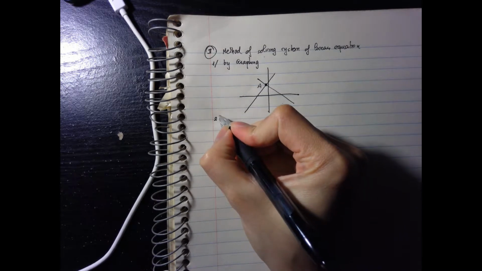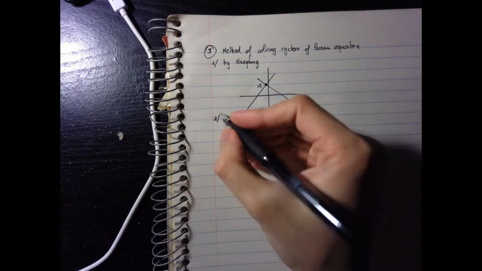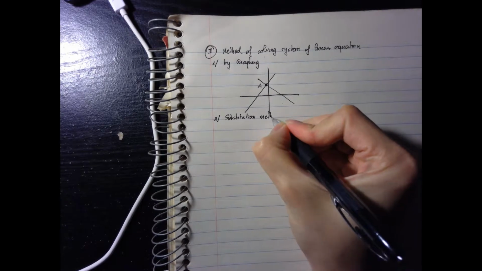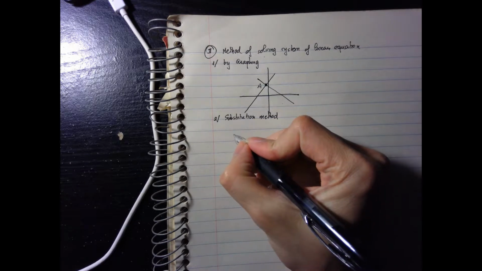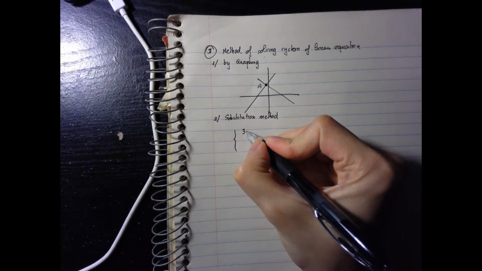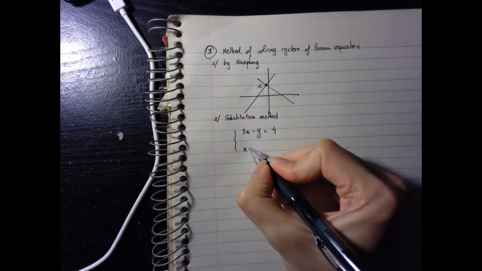The second method is we solve for the solution algebraically. The method is called the substitution method. Okay, so in the substitution method, we solve one of the equations for x or y in terms of the other variable, and we substitute that into the second equation of the system. For example, I have the system like this: 3x minus y equals 4, and x plus 2y equals 6.